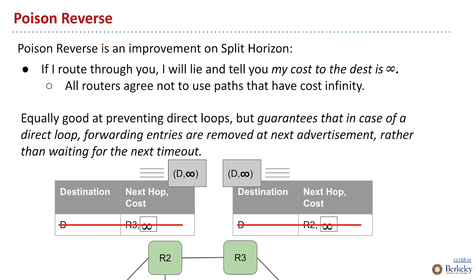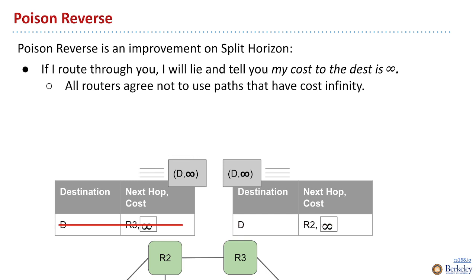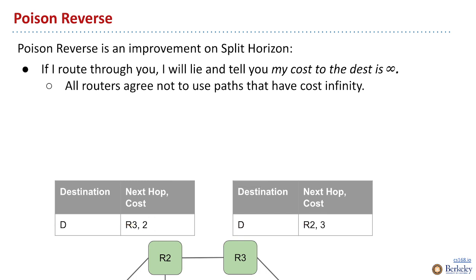The problem is, while you still have your old update, I'll just point this out. This is a good question. While you are in this state, if someone else tells you, oh, I have a path to D with cost 6, you're not going to take it because you still think that R3 has a path with cost 2. So the quicker we can change that to say infinity, the quicker this router is able to accept updates from other neighbors.